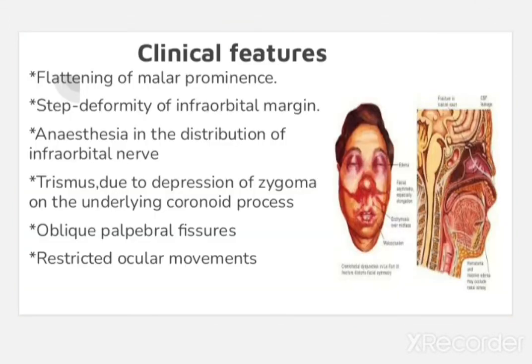Clinical features: flattening of molar prominence, step deformity of infraorbital margin, anesthesia in the distribution of infraorbital nerve, trismus due to depression of zygoma on the underlying coronoid process, oblique palpebral fissure, restricted ocular movements.